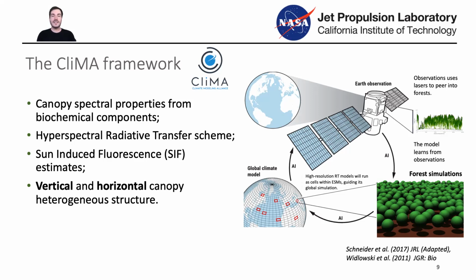And we also want an Earth system model that predicts variables like sun-induced fluorescence, that has been used as a proxy of GPP to an extent, and it will be amazing to have an Earth system model that already calculates variables in order to be directly compared to Earth observations. And we want to do all that, including the vertical and the horizontal canopy heterogeneous structure.